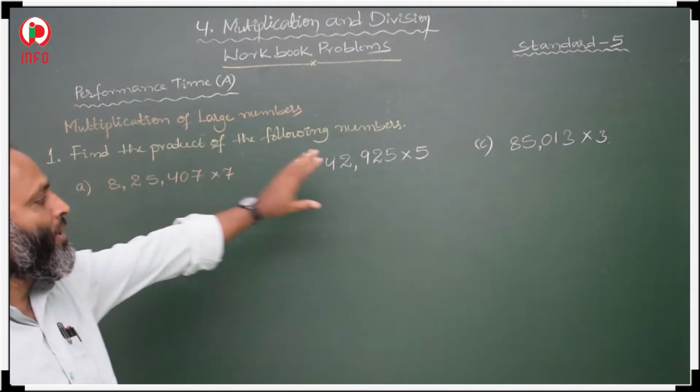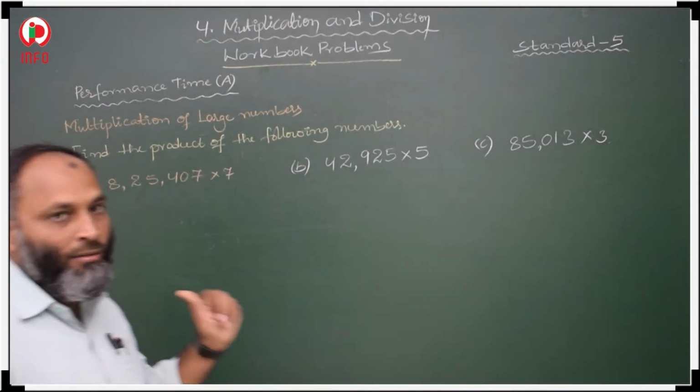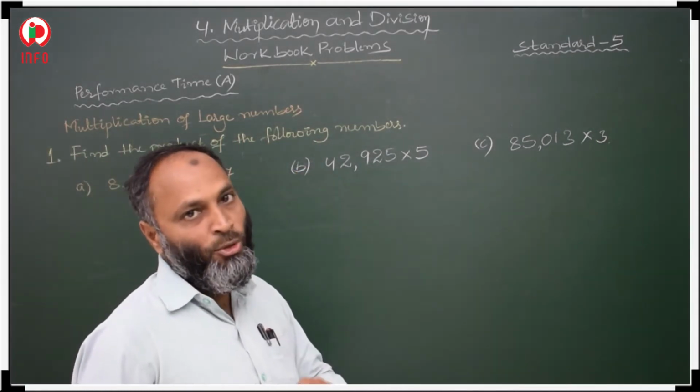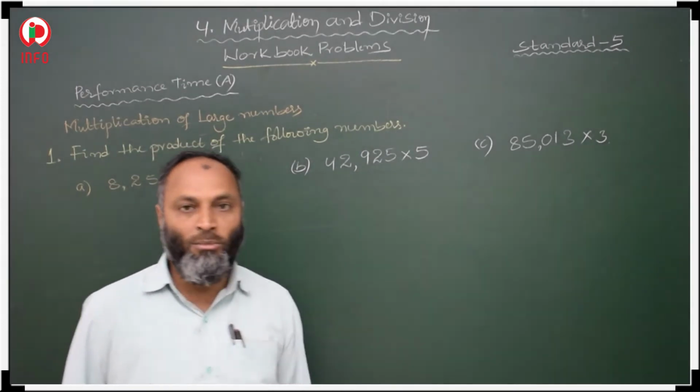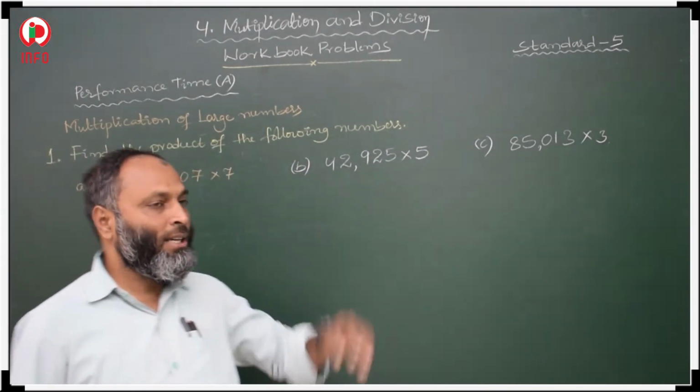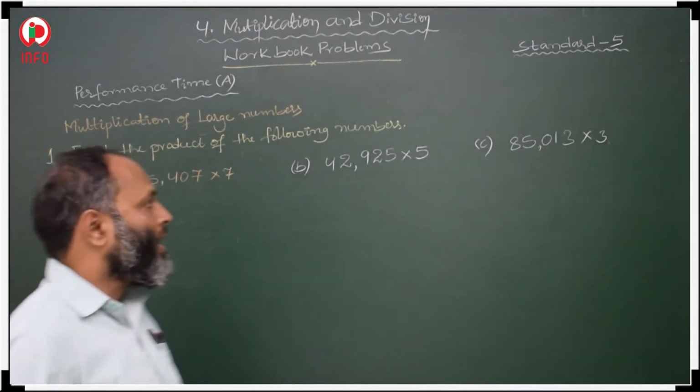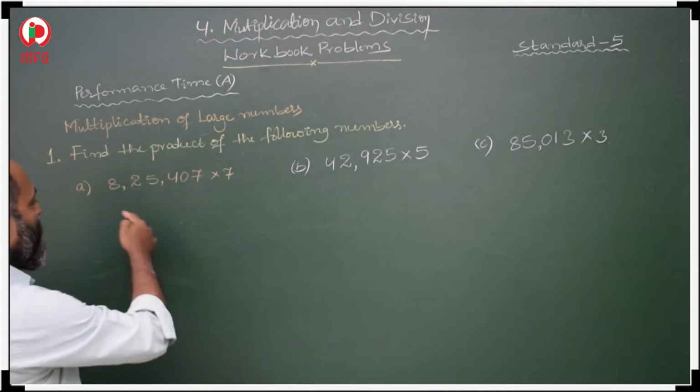Three sums were there on the board. One more sum is there in your textbook, that is your home assignment. These three questions we recapitulate. See here how to multiply.